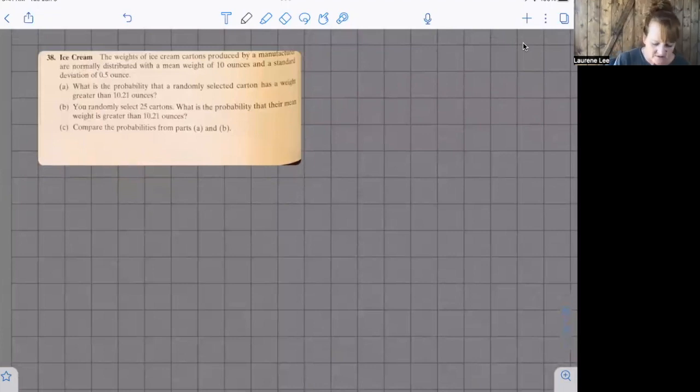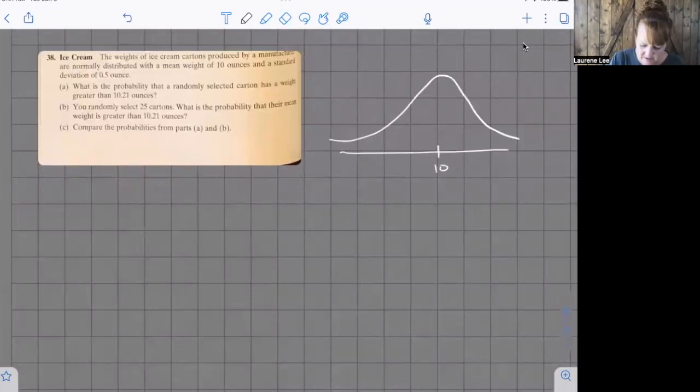So first of all, the weights of ice cream cartons manufactured are normally distributed with a mean weight of 10 ounces. Okay, so let's draw a picture of that. I've got a normal distribution. I've got a mean of 10 ounces. That's my population mean. And I've got a standard deviation of 0.5. So that means one standard deviation in either direction is 10.5 and 9.5. All right, that's our distribution.